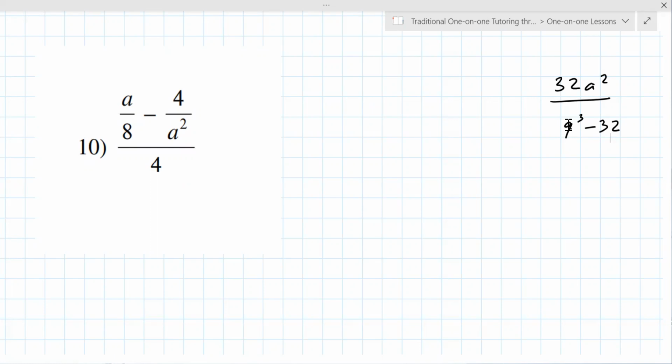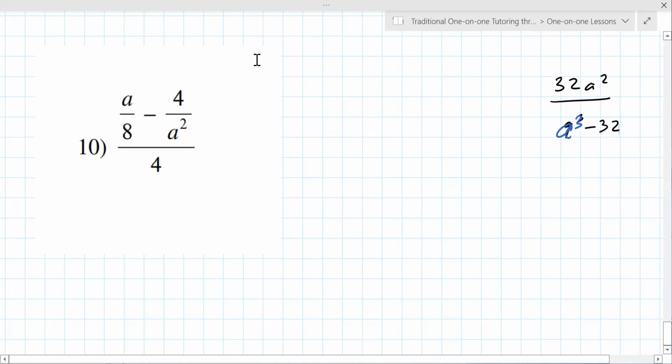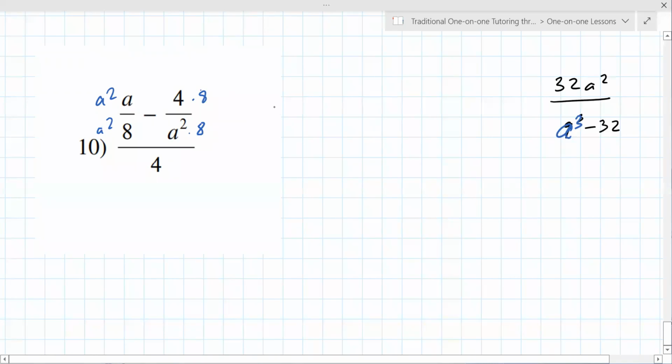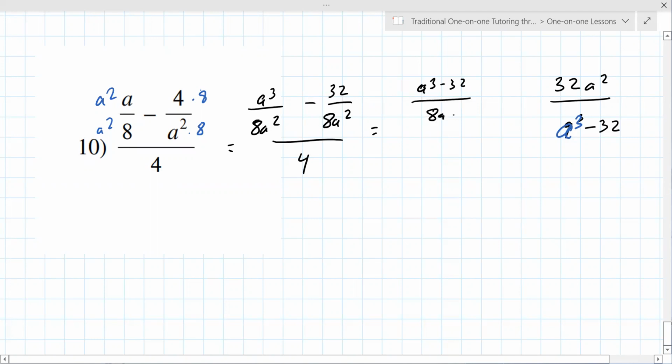Okay, I got 32a squared over a to the third minus 32. Okay, that does look pretty good here. So let me just work through it here on the left, and you can see if this work matches your own. So you end up getting a cubed over 8a squared minus 32 over 8a squared over 4. So that's equal sign here, a cubed minus 32 over 8a squared over 4.